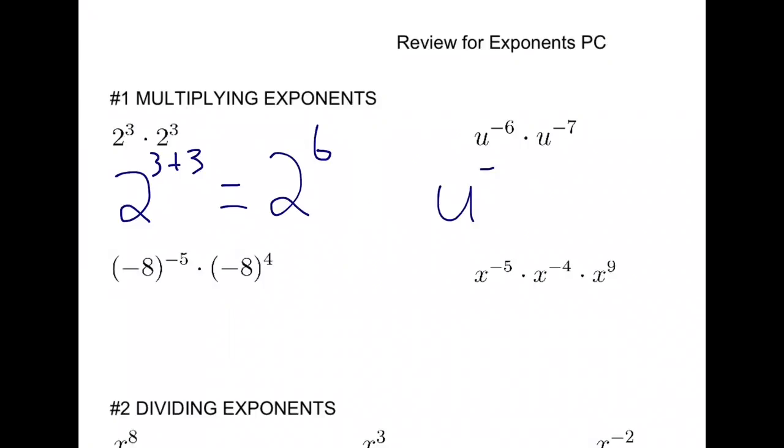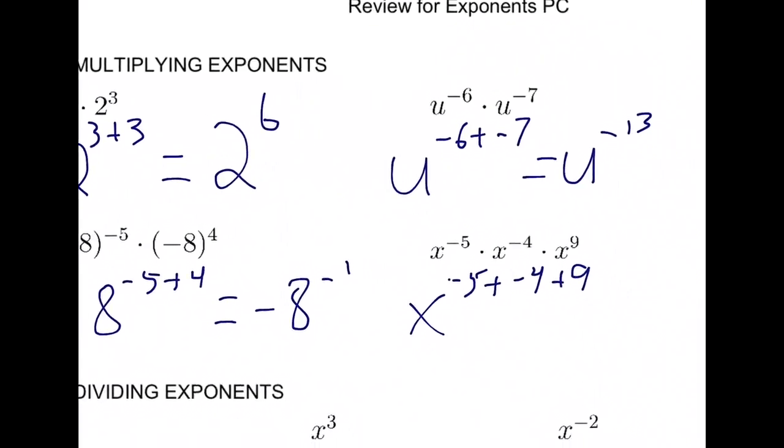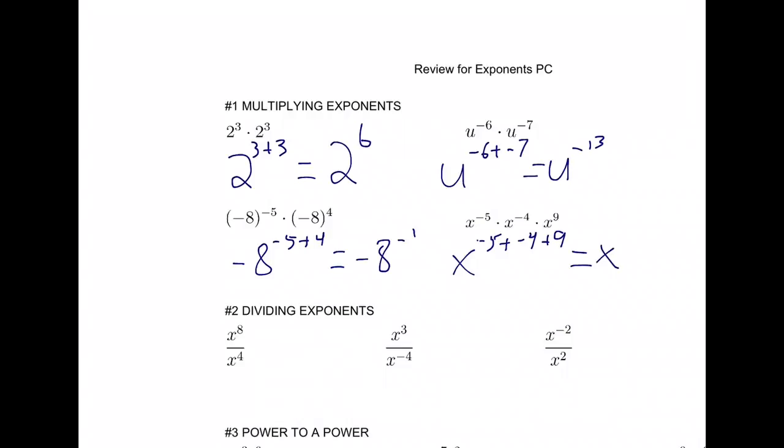Here, we take negative 6 plus negative 7. This gives us u to the negative 13. Negative 8 to the negative 5 plus 4, or just negative 8 to the negative 1. And for our x terms here, when we add negative 5 plus a negative 4 plus 9, we end up with x to the 0.